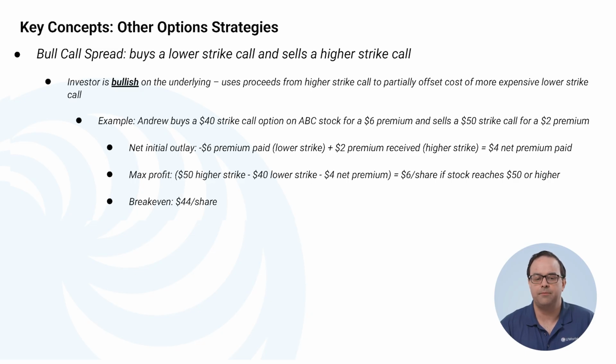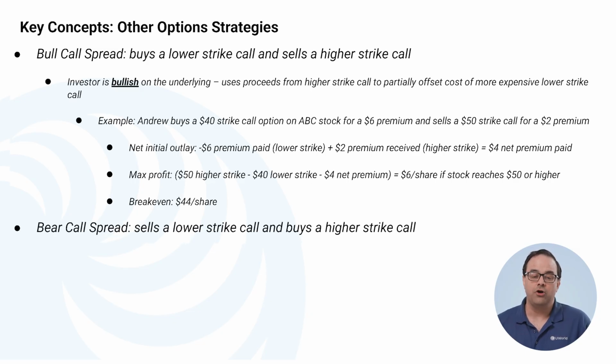This could be, for example, an investor who wants to get long the underlying, or believes that the security is likely to appreciate in value, but not dramatically so, to where it's at or less than the higher strike call that they wrote. And this would potentially require less upfront capital than being outright long the security by buying the shares.